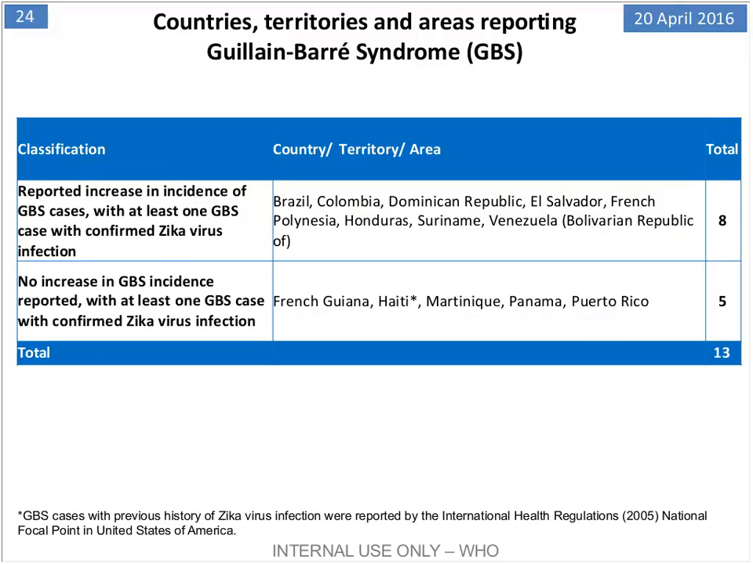And in Guillain-Barré syndrome, we currently have 8 countries that are reporting an increase in incidence of GBS. However, there are 5 countries that have reported GBS, but they're telling us it is not an increase in GBS incidence. They are just reporting that they do have GBS cases that are below what they would be expecting on an average annual rate.